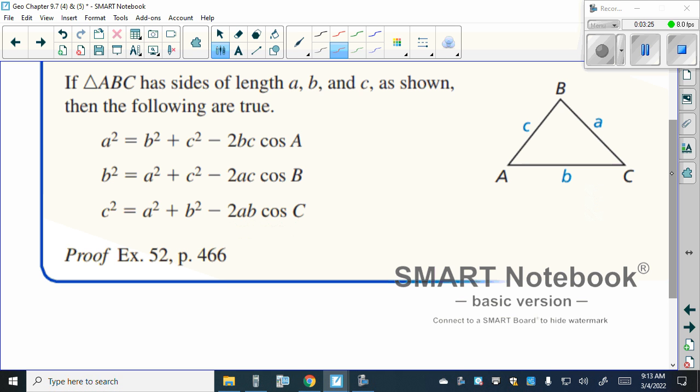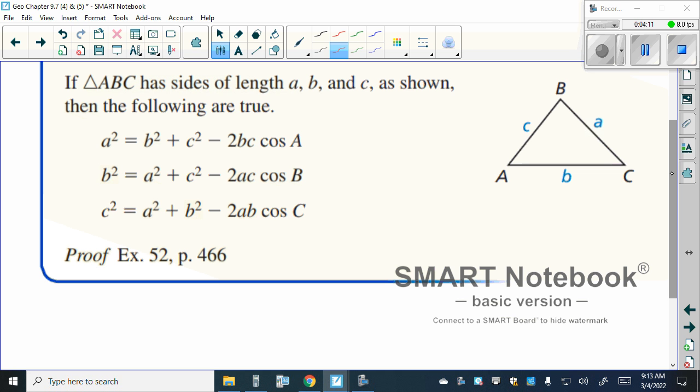So if we're solving for a missing side length, we're going to say that a squared is equal to b squared plus c squared minus 2bc cosine of A. Or that b squared is equal to a squared plus c squared minus 2ac cosine of B. And c squared is a squared plus b squared minus 2ab cosine of C.